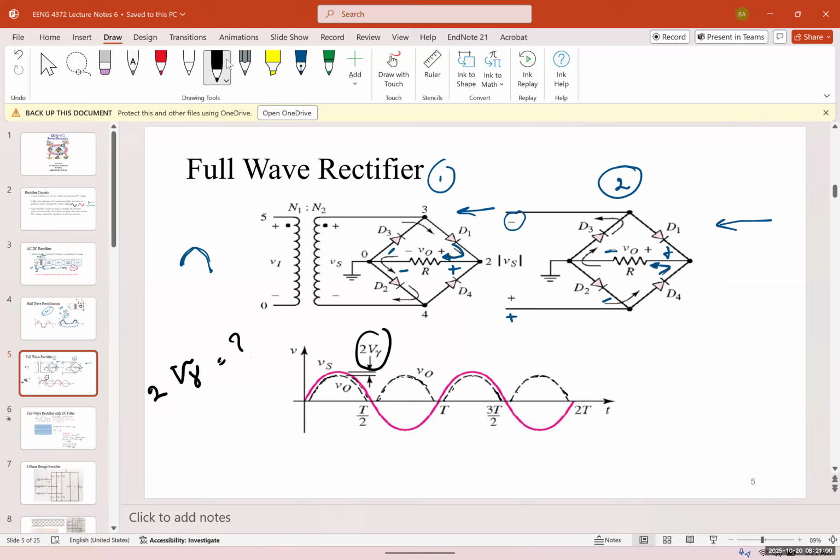Why is it 2 V lambda? V lambda is actually the 0.7 volts that we have. Why is it 2 of them? 2 times 0.7, it's going to be 1.4, if it's a silicon diode, by the way.